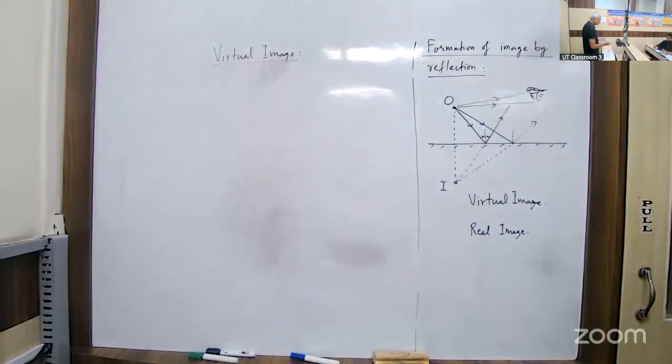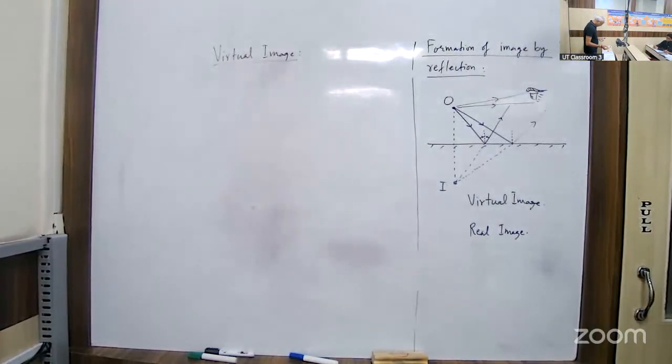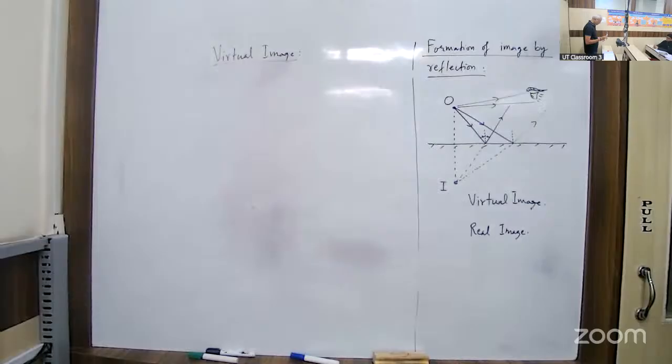So virtual image cannot be obtained at screen. And virtual image is erect with respect to the object, erect or upright. Both words are used. Then, what is the example of real image? Image of distant object formed by a concave mirror.